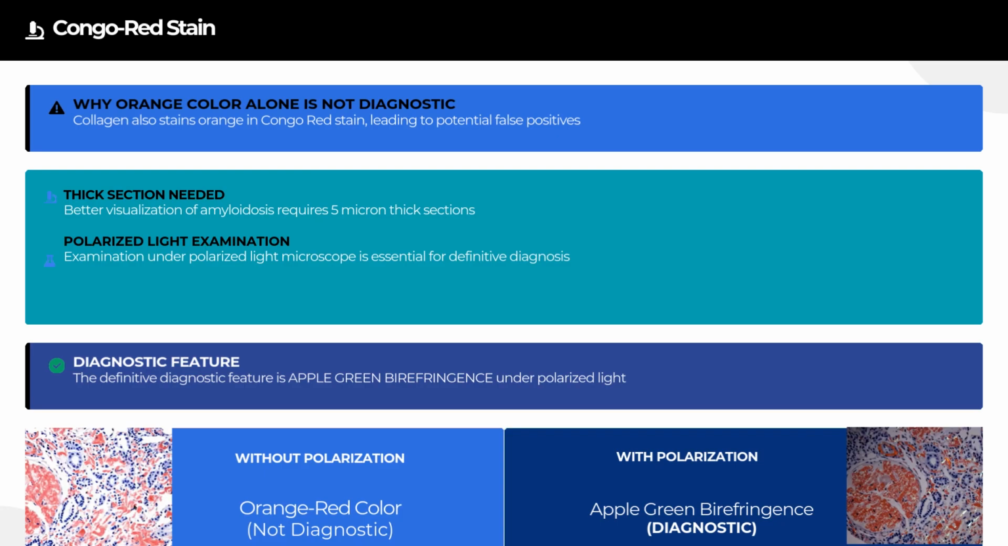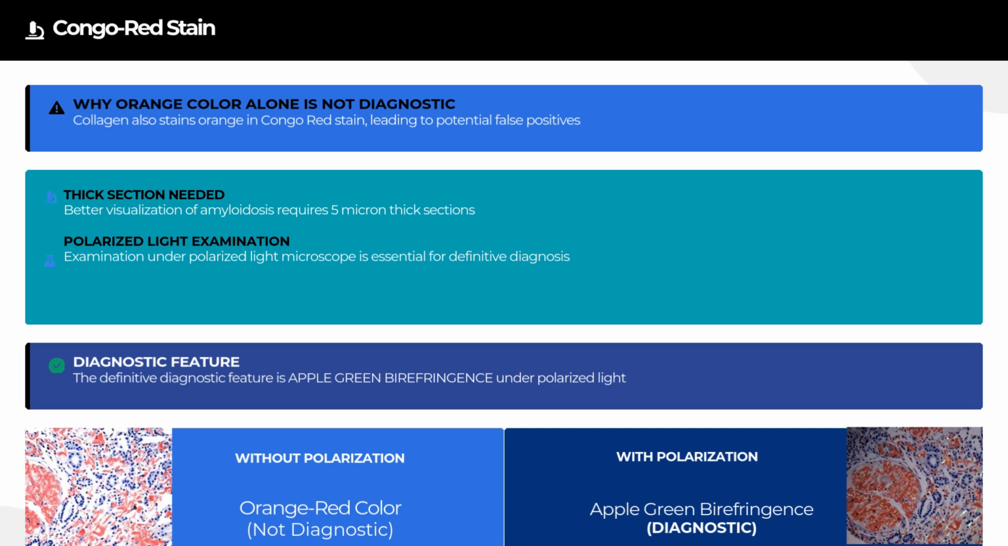Next, we have Congo red stain, which is essential for diagnosis of amyloidosis. Some centers consider it a routine stain, particularly in patients over 50 years of age. For optimal evaluation, the section should be thickened up to 5 micrometers. The slide is examined under polarized light, which reveals the characteristic apple green birefringence in this slide of amyloid deposits.